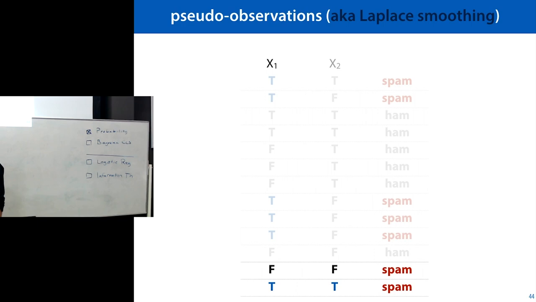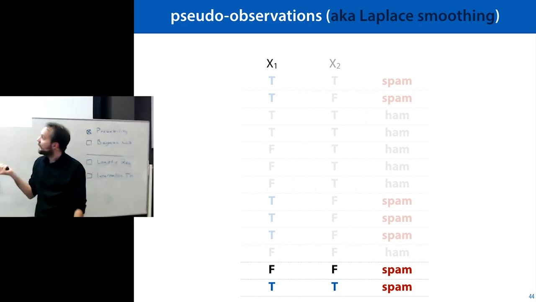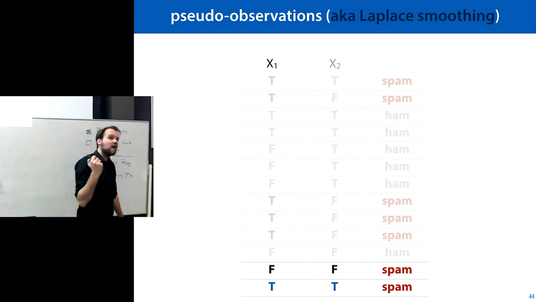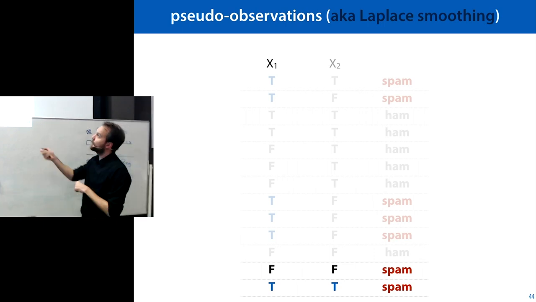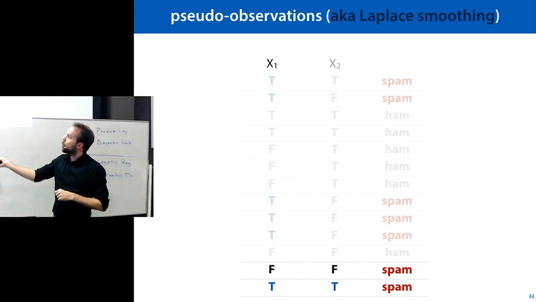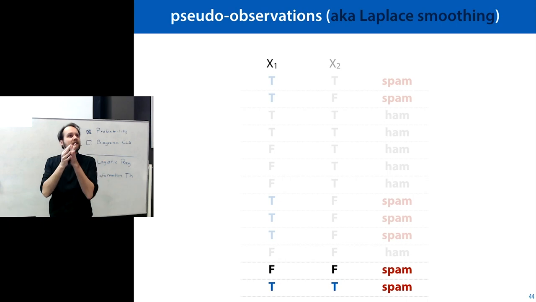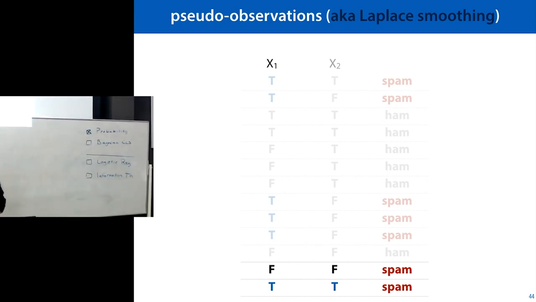And we do the same for ham. So in total, we add four emails. Note that we don't have to add an FT email and a TF email because the features are independent. So it's enough to just do one email with two Fs and one email with two Ts. Just make sure that for every feature, all of the feature values have been observed for every class. And then you never get zeros. That's the basic point, right?